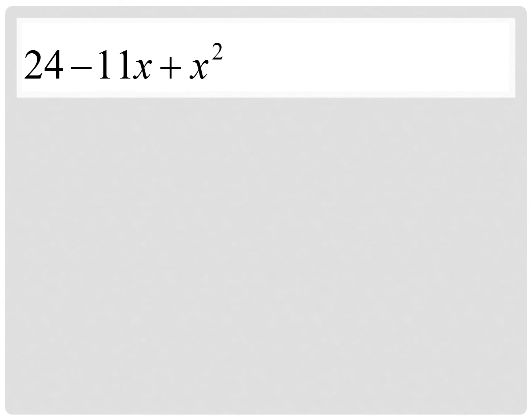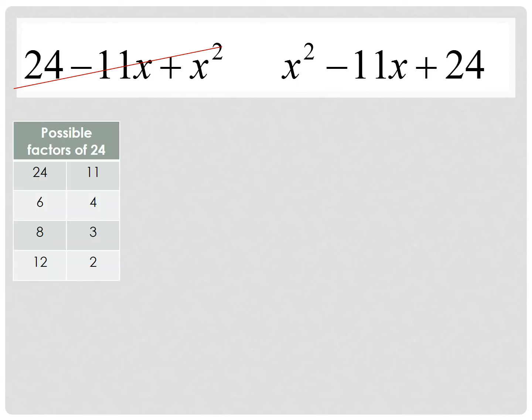However, we must be very cautious about keeping our terms in the correct order, alphabetical and numerical order, as we've talked about in these lessons. So be sure to change the order to an appropriate x squared minus 11x plus 24. Now I'm looking for the possible factors of my final term. My final term is 24.